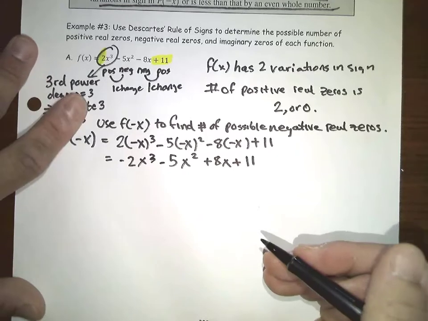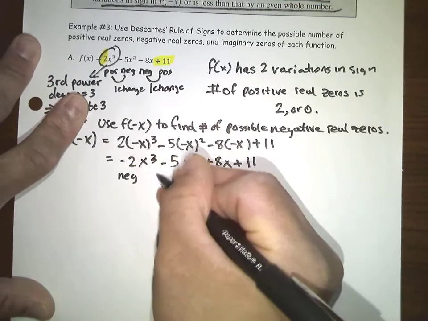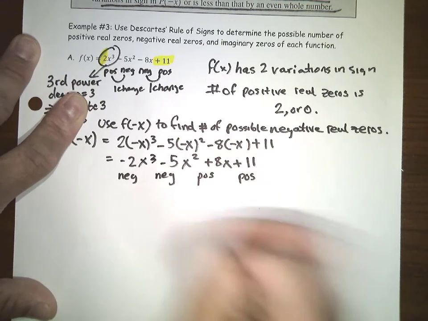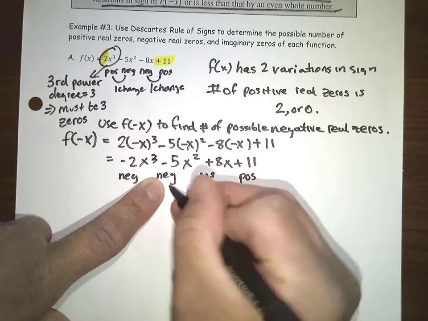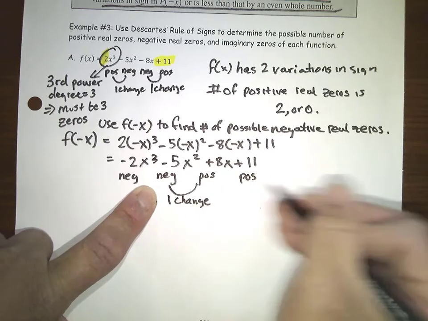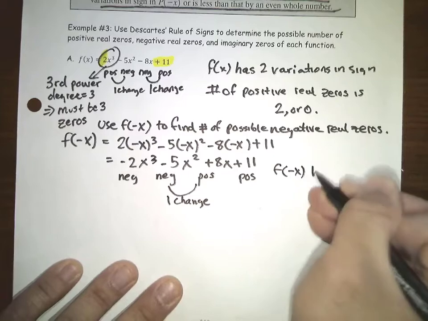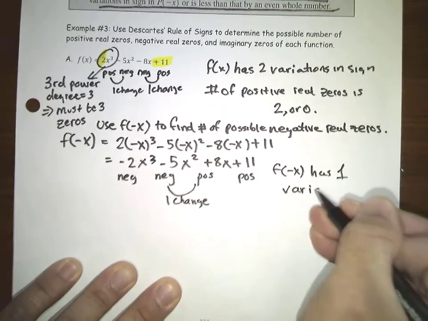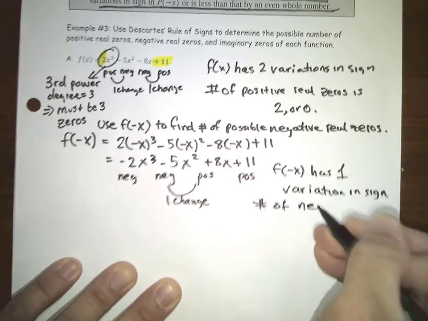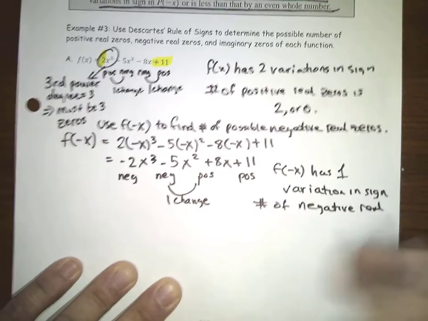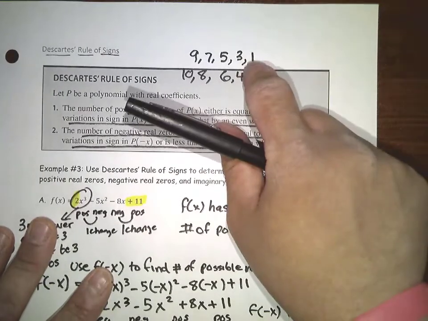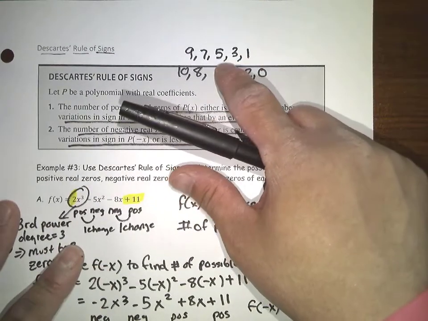Now I have a negative 2 and a negative 5 and a positive 8 and a positive 11 as my coefficients. Negative to a negative is not a change in sign, but negative to a positive is. So there's one change, and then a positive to a positive is not a change. So f of negative x has one variation in sign, and the number of negative real zeros is 1. Remember, if I start at 1, then I'm done. If I start at 3, it could be 3 or 1. If I start at 5, it could be 5, 3, or 1.